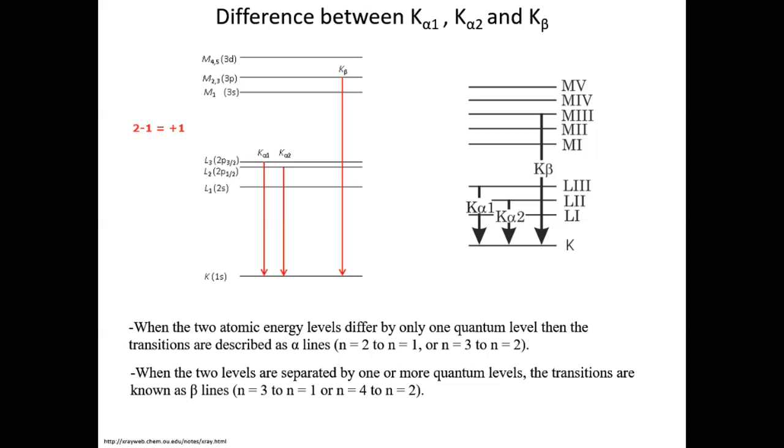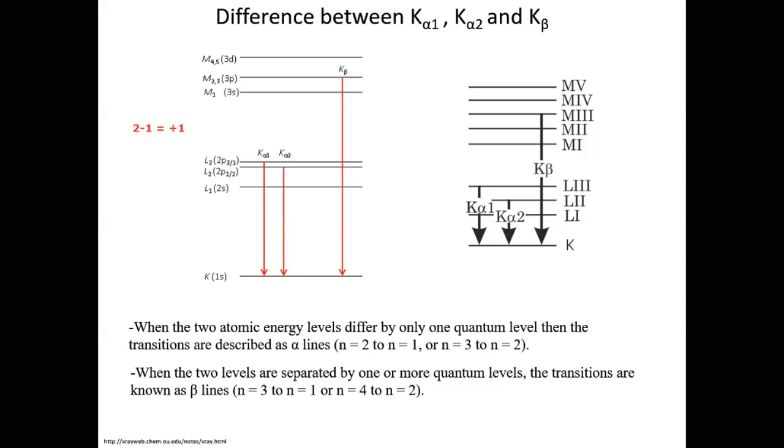Let me go backspace. So notice here, the energy gap of K alpha 2 to the first energy level is smaller than the energy gap from K alpha 1 to 1s.